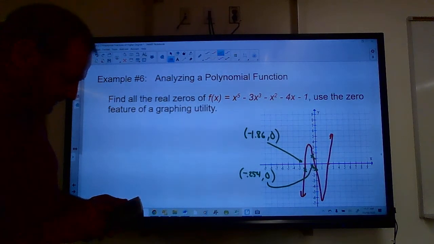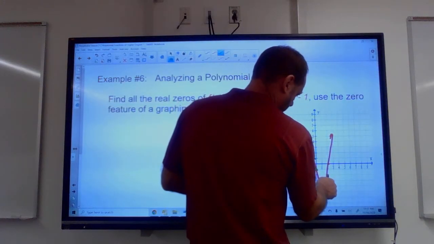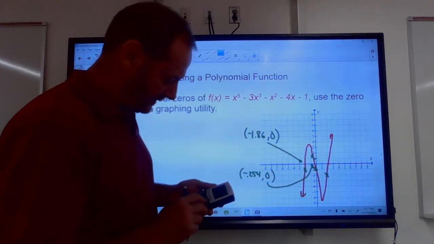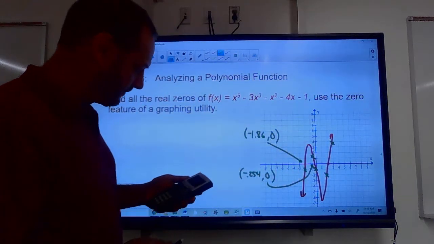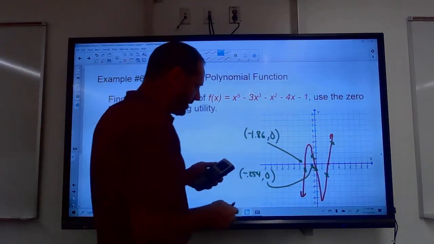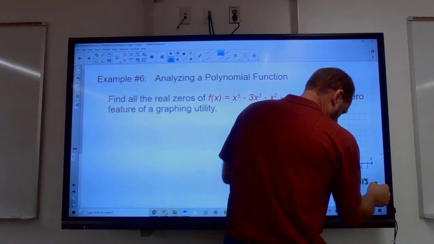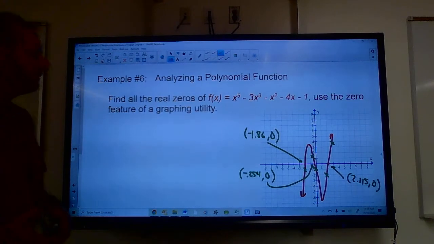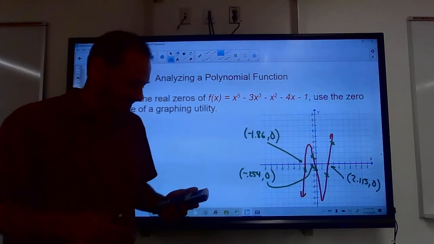Now I'm going to do it one more time. Second, calculate, 0. This time I'm going to move my x right over here somewhere, as long as it's to the left of that 0. Hit enter. I move it to the right, hit enter. So I moved it up here somewhere. And then guess. And it says 2.11150. That's that one right there. And so that's how you use the TI-84 to find your zeros.